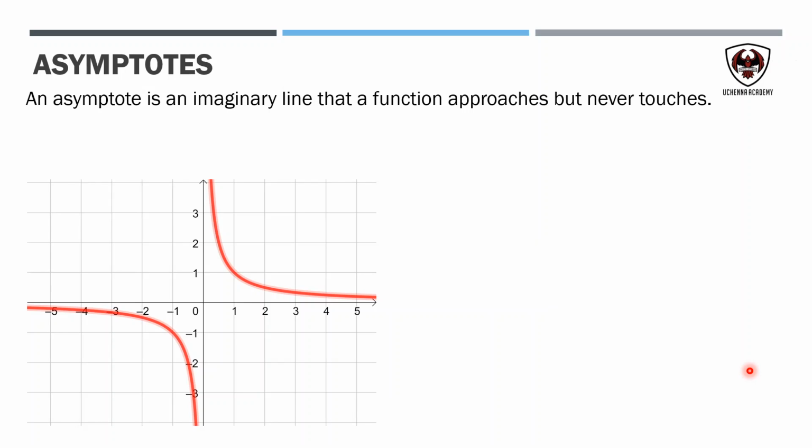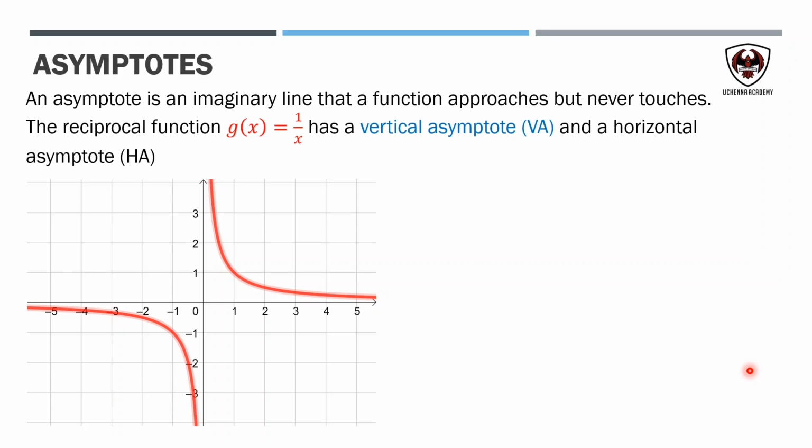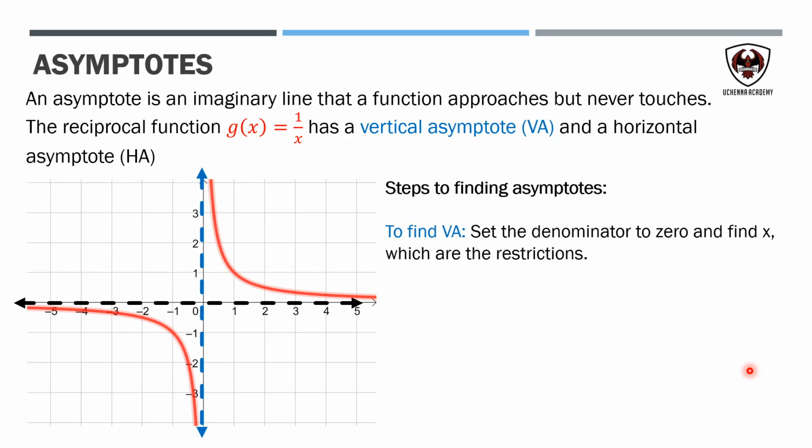Asymptotes. So let's talk about asymptotes. These are imaginary lines that a function approaches but never touches. The reciprocal function 1 over x has two asymptotes, a vertical asymptote and also a horizontal asymptote along the y-axis. So steps to finding these two asymptotes, and they're crucial. The first one is vertical asymptote.